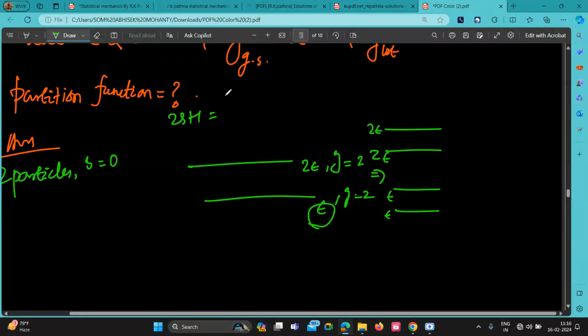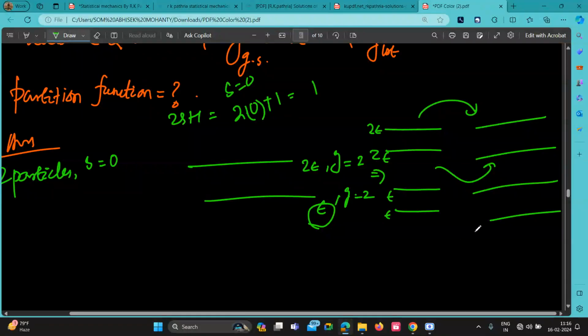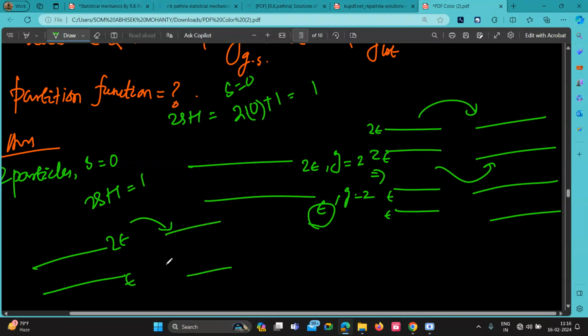Splitting will be: spin is equal to 0, 2 into 0 plus 1, that is 1. So only one splitting. That means this will be exactly like this. Okay, so four levels. See, if you don't write the degeneracy, what problem will you have? You will first write epsilon and 2 epsilon, then do 2s plus 1 equal to 1, so you will do the splitting only for two levels, so that will be wrong, right? So this is the way. Total degeneracy is now 4. Total particles are 2.